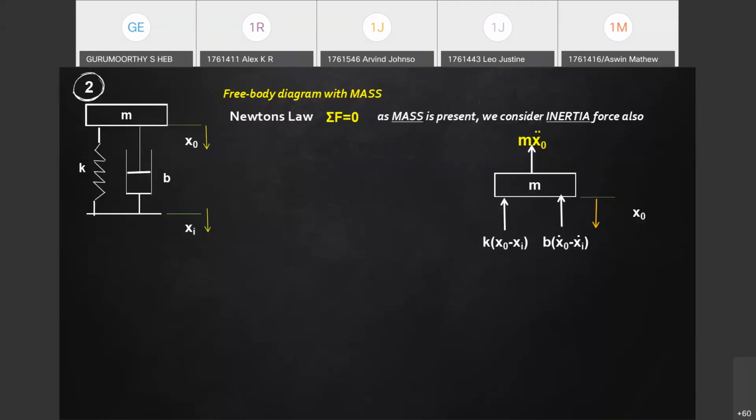So you can just write the differential equation. It is 0 because of the bracket, the spring and damping force, and I have written the equation. M x naught double dot plus B x naught dot, and minus, so opening the bracket, K into x i.